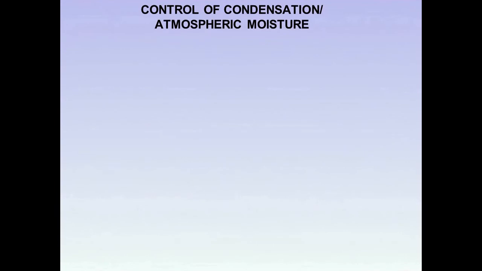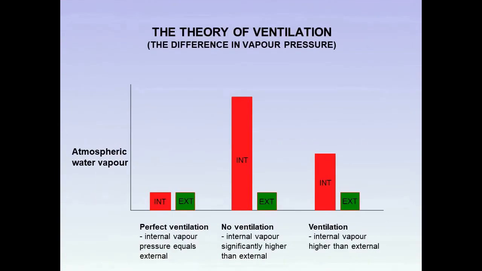So back to control of atmospheric moisture and condensation. Improve ventilation. What are we doing? We are sweeping out moisture-laden air and replacing it with drier air from the outside. In reality, however, we don't totally replace it. We are effectively diluting it with dry air. And this is the theory of ventilation.